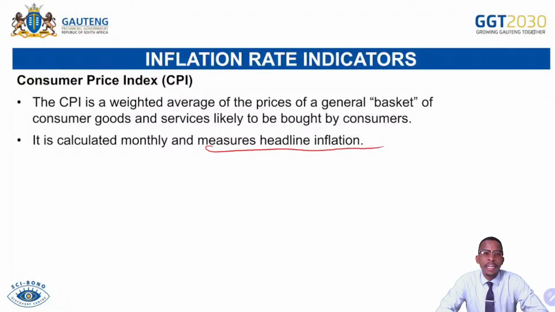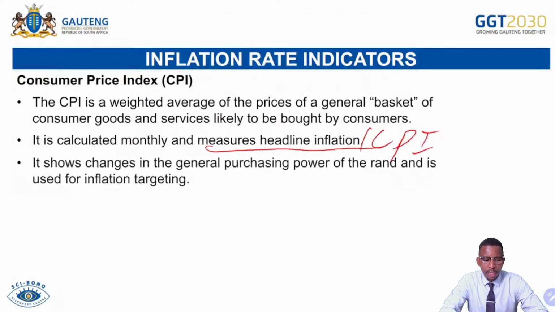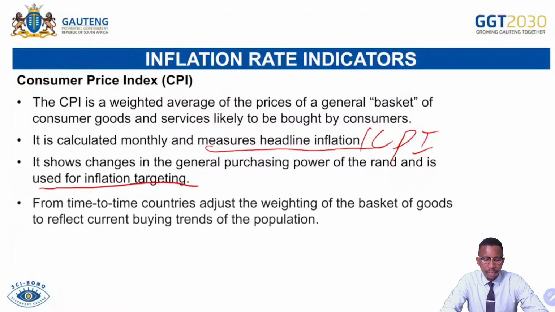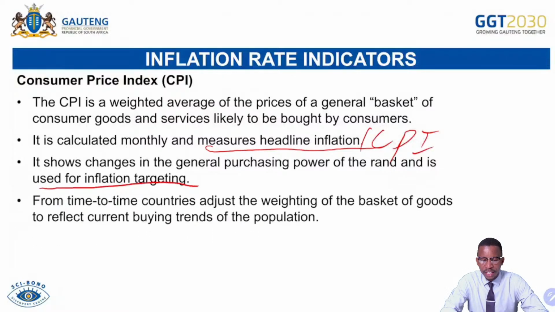Remember, the headline inflation is also known as the CPI inflation, which is the inflation that has not been adjusted. And then it shows changes in the general purchasing power of the rand and is used for inflation targeting. So the CPI is the one that is used to ensure that inflation does not increase or decrease beyond the limit. From time to time, countries adjust the weighting of the basket of goods to reflect current buying trends of the population.